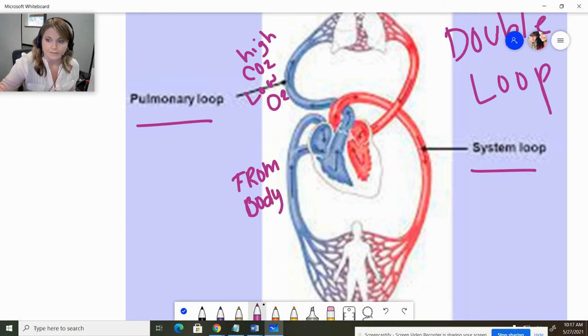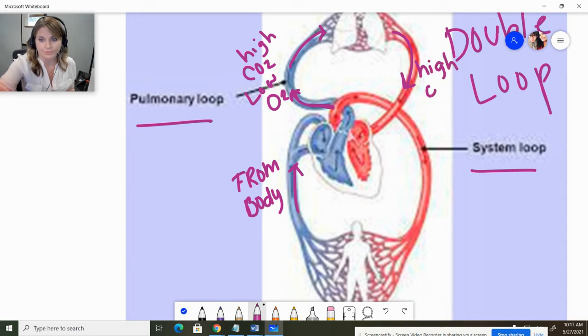So the systemic loop comes from the body, makes its way to the heart, and then it moves into the pulmonary loop. Pulmonary means lungs, so this is going to the lungs. In the lungs, you have gas exchange. You've got carbon dioxide moving out, oxygen moving in. So then as it moves from the lungs, now it's high in oxygen and low in CO2.